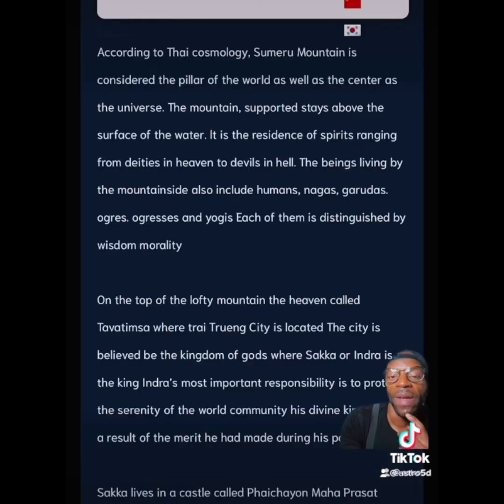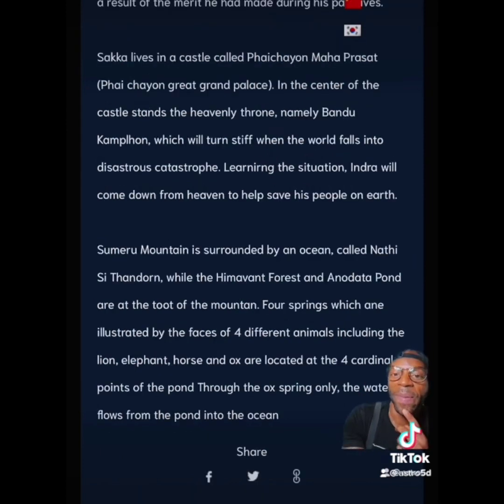Here's what Thai cosmology has to say about Sumeru Mountain. Pause to read. Sumeru Mountain is considered the pillar of the world as well as the center of the universe. The mountain, supported, stays above the surface of the water. It is the residence of spirits ranging from deities in heaven to devils in hell. And you see on the top of the mountain is heaven. Here's another page to that, just wanted to show you. Pause to read. And surrounding the mountain, you have 4 springs.